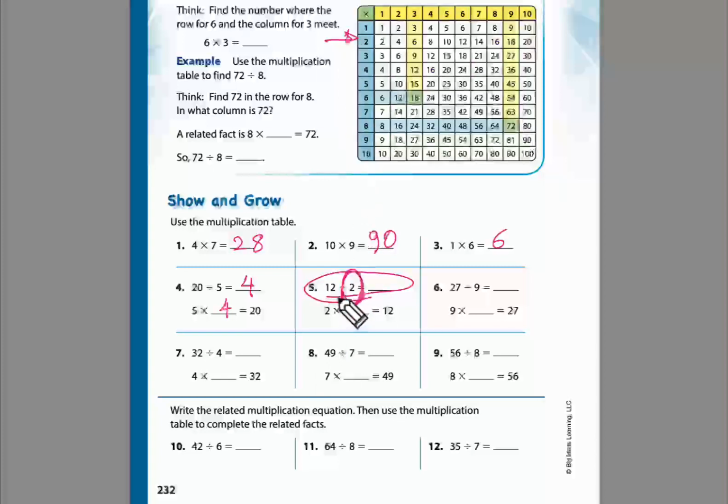What number should we find? 12. Okay, let's search here in this one. Oh, this is 12 here. Now, in which column is this? 6. So it's 2 multiplied by 6 equals 12. Let's erase this all and let's make it clear. Now, because 2 times 6 equals 12, so 12 divided by 2 equals 6.